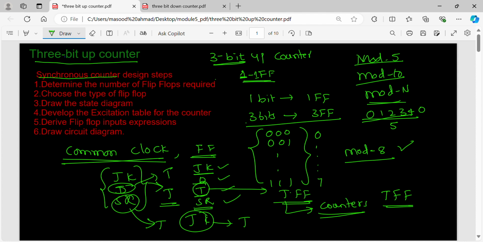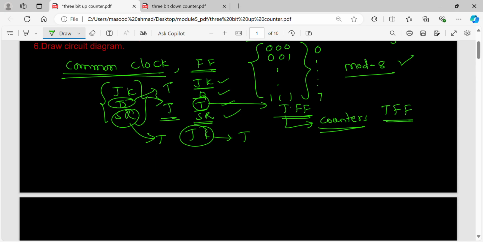Once that is clear, step 2 is to take a T flip-flop, or the flip-flop as per the problem statement. Then, based on the requirement of the problem, we draw the state diagram. What is a state diagram? Let's suppose a 3-bit counter. Now I draw the state diagram. It will go through 8 different states.